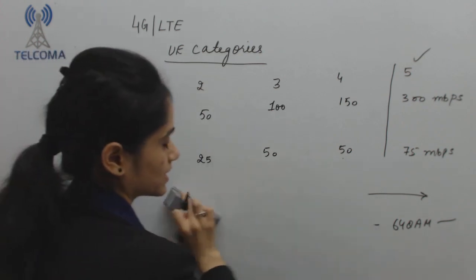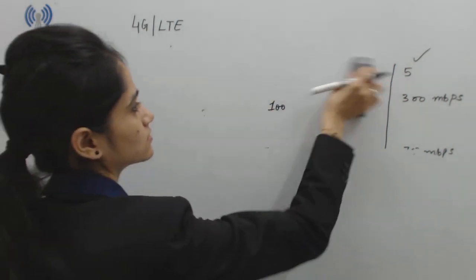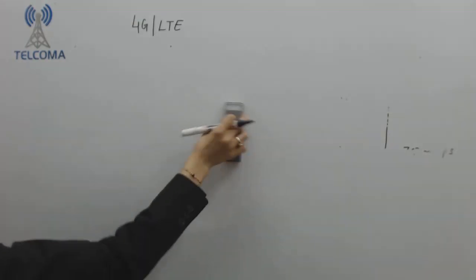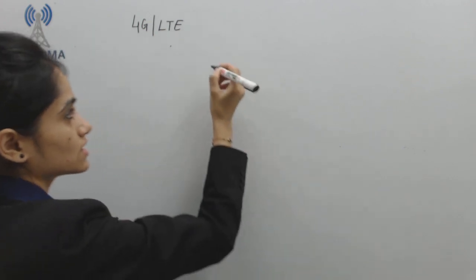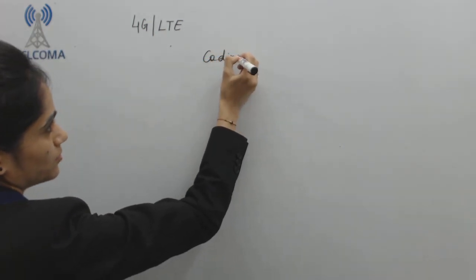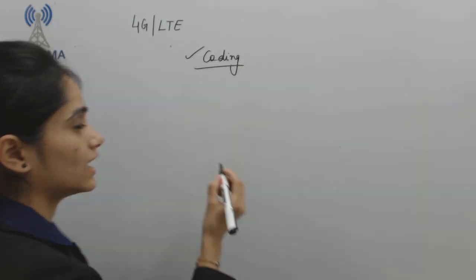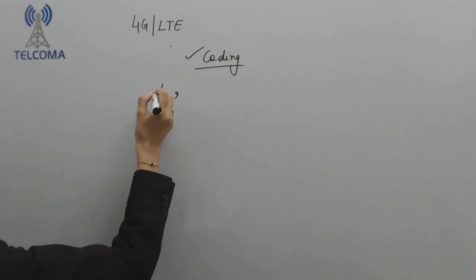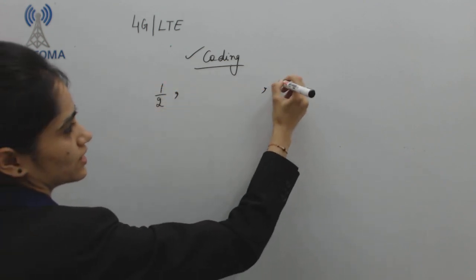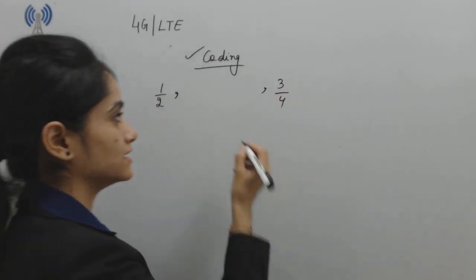Now the next topic is actually related to some coding processes. So this is coding. What type of coding is the LTE system working on? So on coding we have 1/2 coding, and the latest one is 3/4 coding, 1/2 and 1/3.